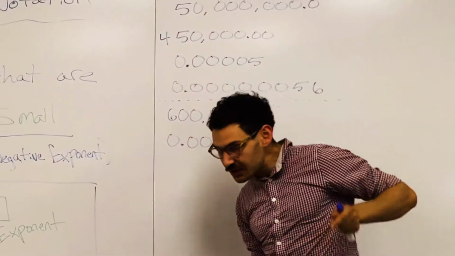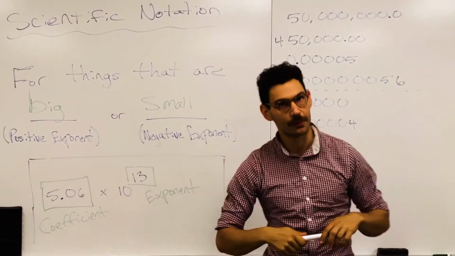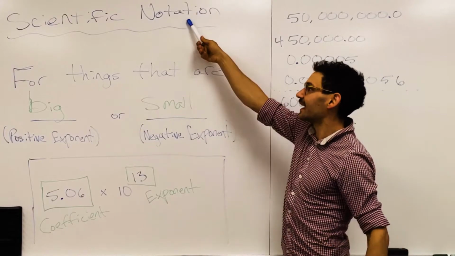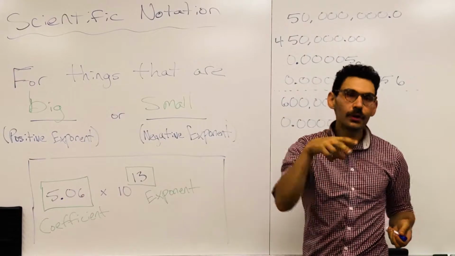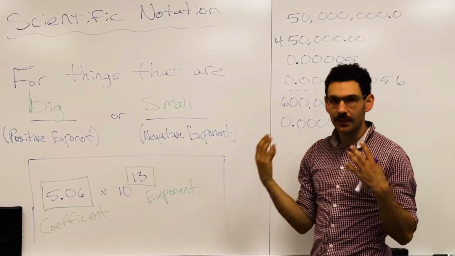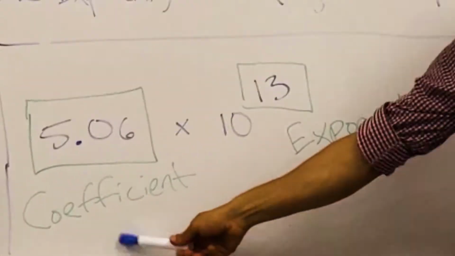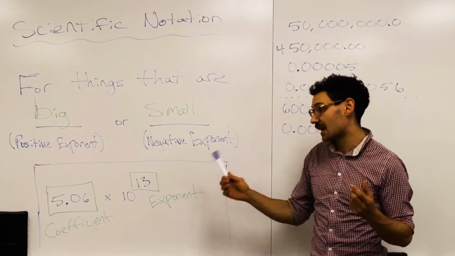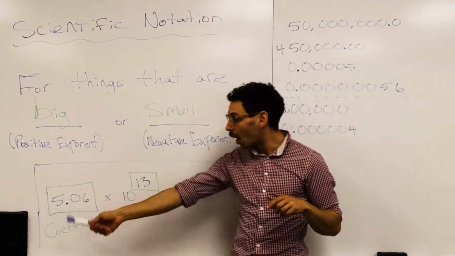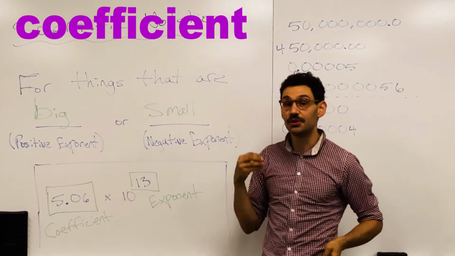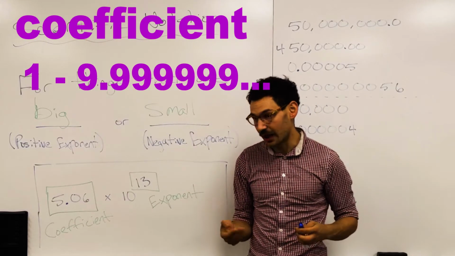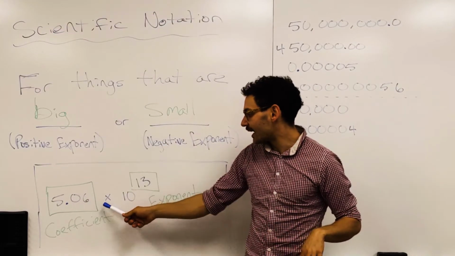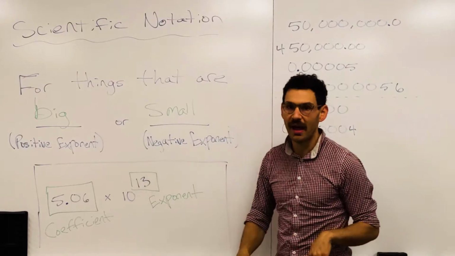So let's do a little bit of defining terms. When we are using scientific notation, there are two terms that we should know so that we understand them. And those two terms are coefficient and exponent. Whenever we write a number in scientific notation, we have a coefficient. This is a value between 1 and 9.99999. And we're going to multiply that times 10 raised to a power.